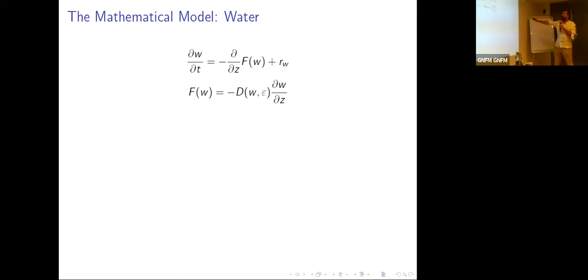Now, let us consider the equation for water. This is given by a transport and reaction equation. The transport term is given by, of course, Darcy's law, which is written here in diffusive form. The diffusivity term here depends, of course, on the water content and the porosity.